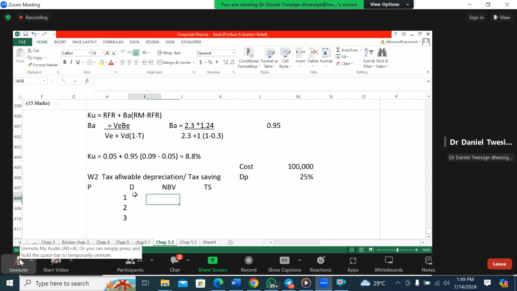So it means here, we are going to have 25% of the cost, which is 100. And your net book value will be this minus this. So here, we are calculating on this times 25%.